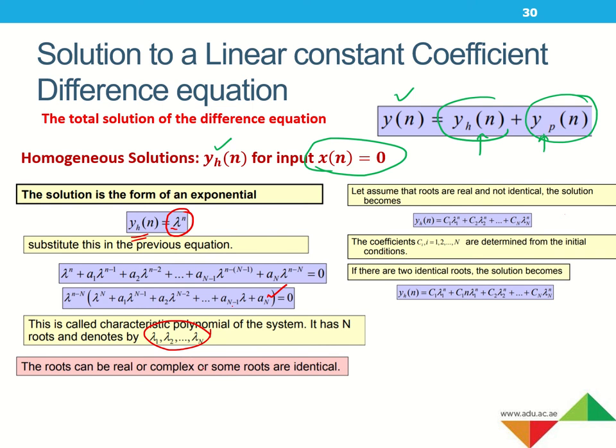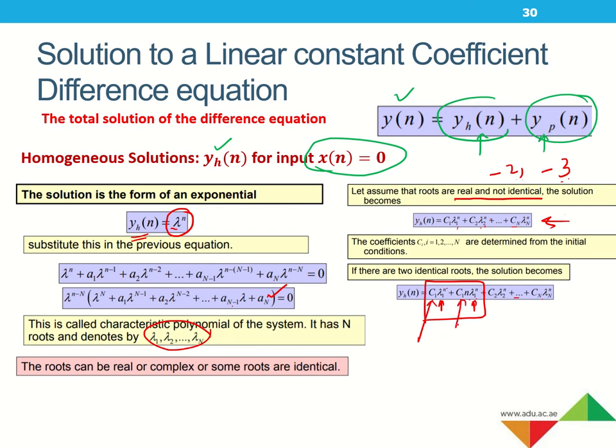Now the roots could be complex, real, or identical. If we have real roots that are not identical, for example the roots are -3 and -4, then the general solution will be a constant multiplied by the first root to the power n, plus a constant multiplied by the second root to the power n, and so on. If the roots are identical, then we have that root to the power n, and then n times that root to the power n. The last thing is how we can calculate the values of these coefficients.